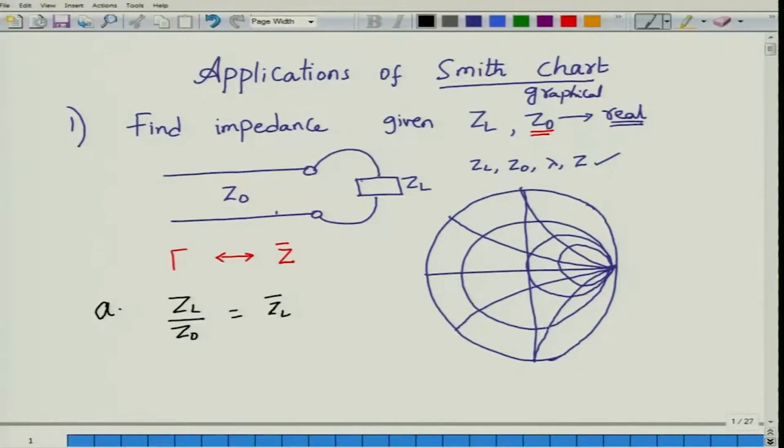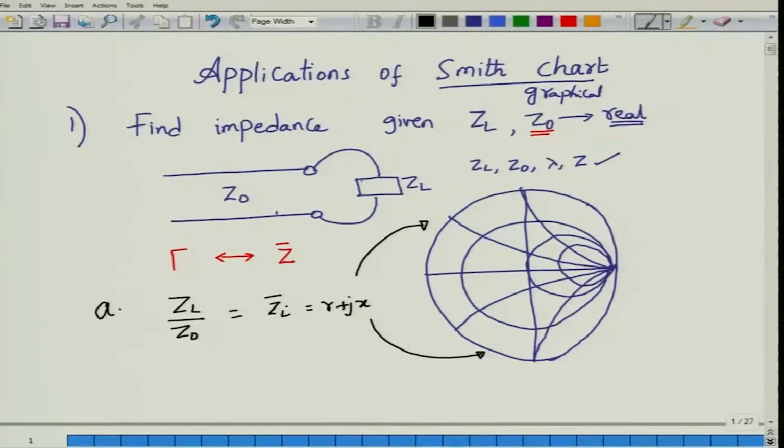On the Smith chart I can easily locate ZL bar, because ZL bar will be in some R plus jX form. If the load possesses inductive reactance, then X will be positive and all those values will be in the upper hemisphere. If X is negative, it indicates capacitive reactance, in which case these R plus jX values will be found in the lower hemisphere, which we have already seen in the earlier module.